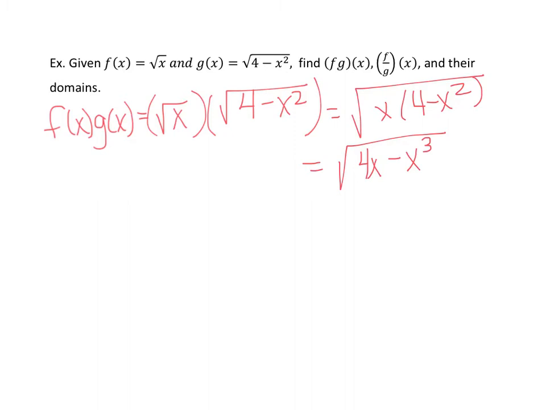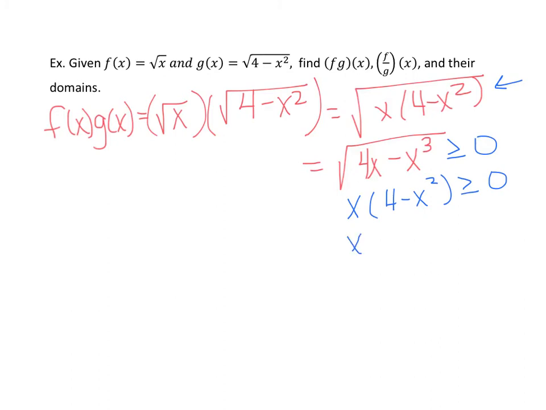The domain on this one, what can you never take the square root of? Anything underneath that square root has to be greater than or equal to 0. You take a square root of a negative and you have an imaginary number. This one's going to be a little bit more difficult because it's a cubed. Let's try factoring and see what we can figure out. If I take an x out, I have 4 minus x squared greater than or equal to 0. Same place where we came from, so we might as well not have multiplied it.